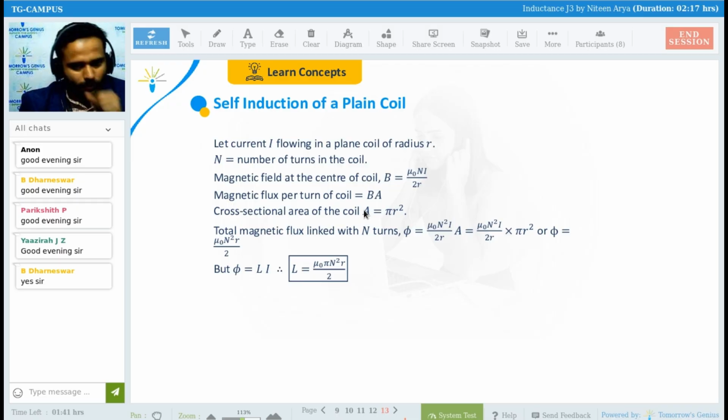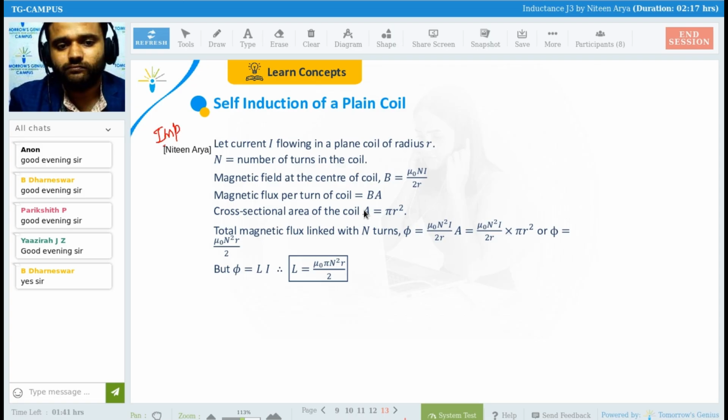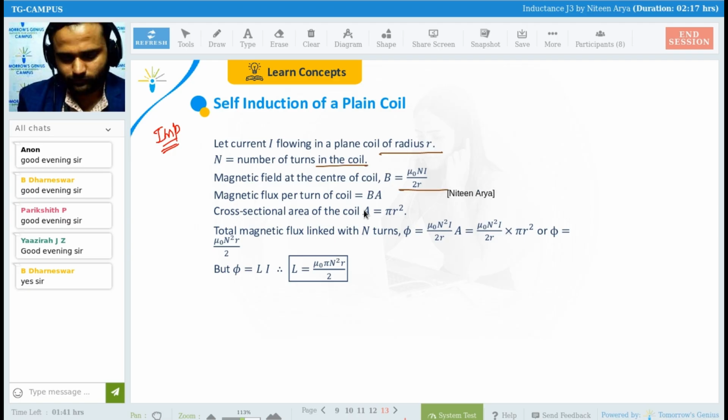Okay. Now, in the same sense, we can find the self-inductance of a plane coil. This is an important one also. Let current I flow in a plane coil of radius r, with n number of turns. The magnetic field at the center of the coil is mu naught N I by 2r.